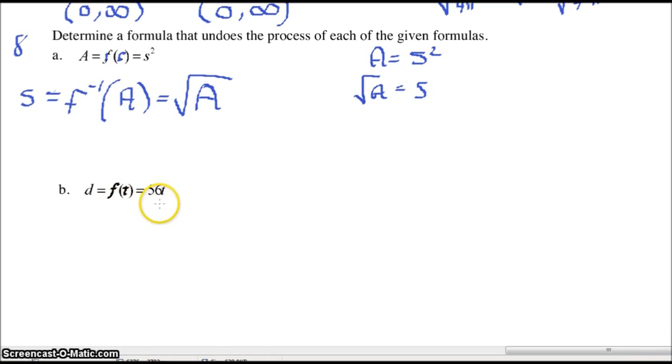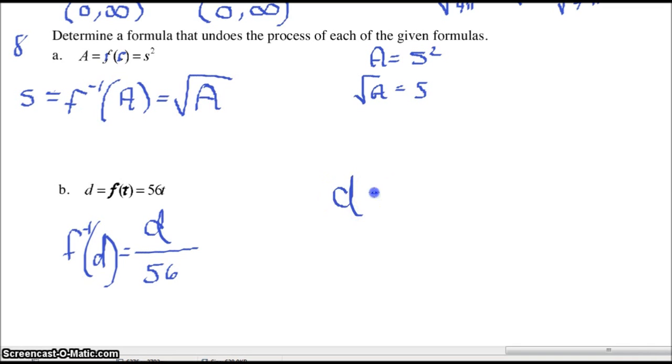Okay, d equals f of t equals 56t. So we're multiplying t by 56. So to undo this, we would just divide by 56. But notice that the input is t, the output is d, so it'll really be d divided by 56 is f inverse of d.